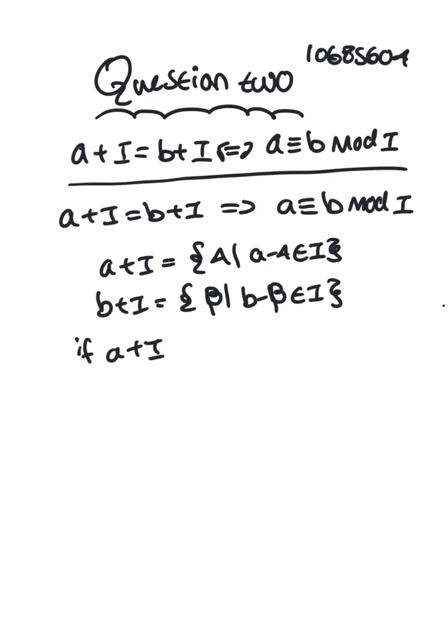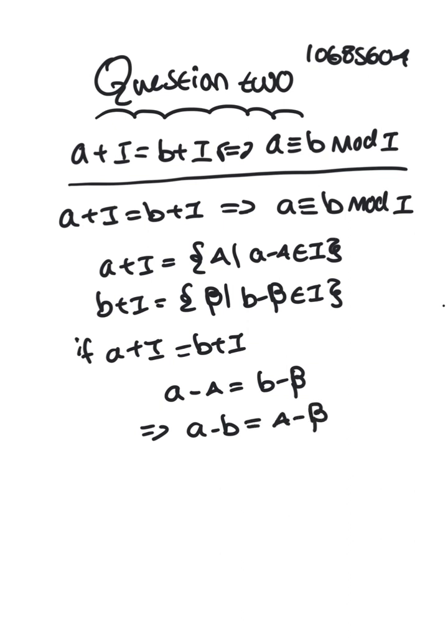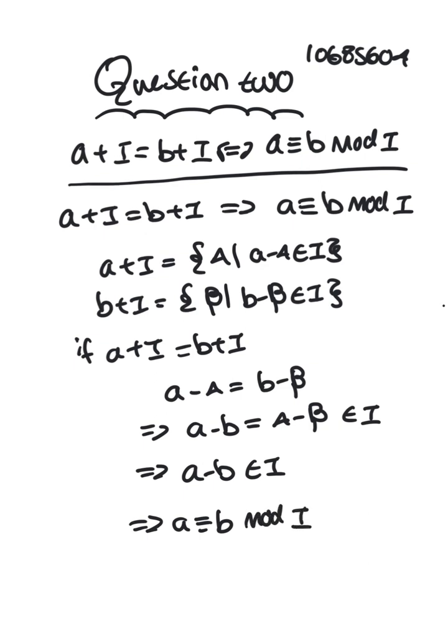If A plus I equals B plus I, then for some alpha and beta, A minus alpha is equal to B minus beta. They must be because of the set of elements. This implies that A minus B is equal to some alpha minus beta, all in I, because it's an additive subgroup. So all in I, which implies that A minus B is in I, which implies that A is congruent to B modulo I.